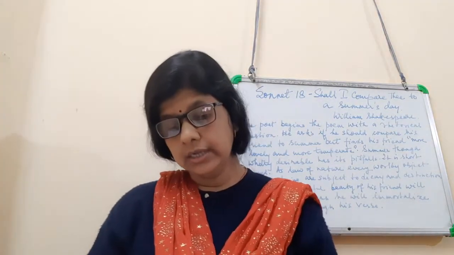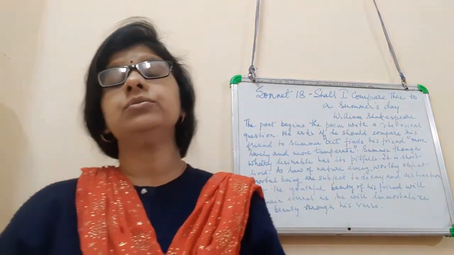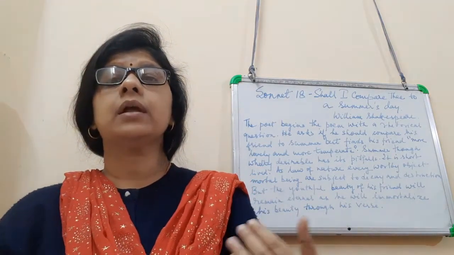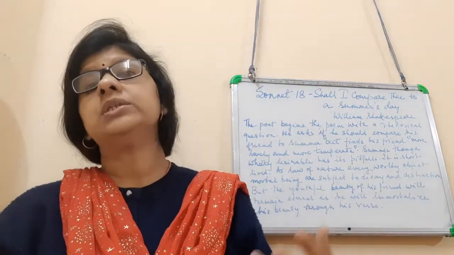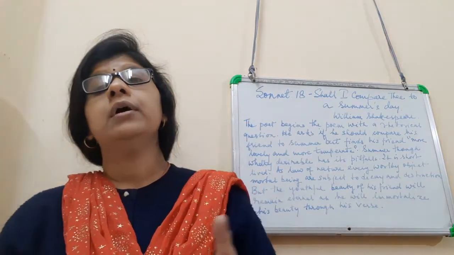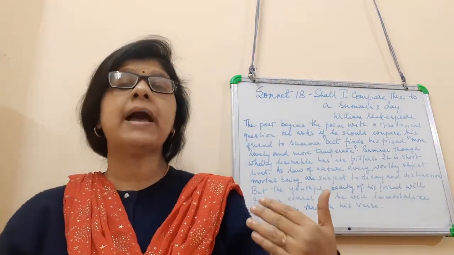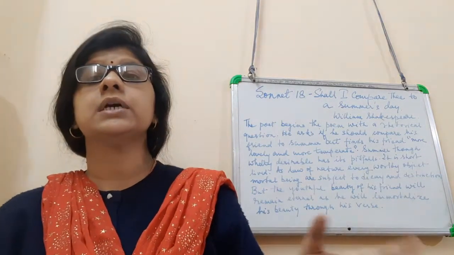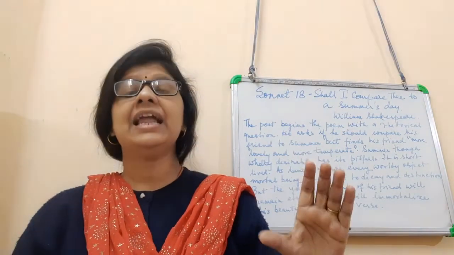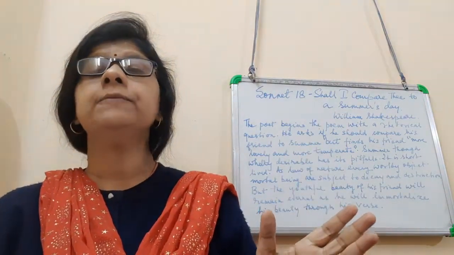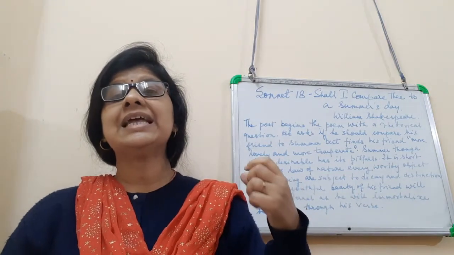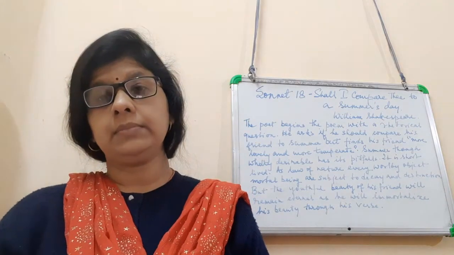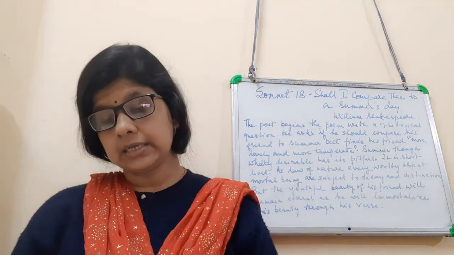Now, as you know, a sonnet is a 14-line poem, but this is a Shakespearean sonnet. The pattern of the Shakespearean sonnet is different from the Petrarchan sonnet, which has the octave and the sestet, that is, 8 lines and 6 lines. In that way it's divided, but here we see that it ends in a rhyming couplet. As we read it, we will understand it.